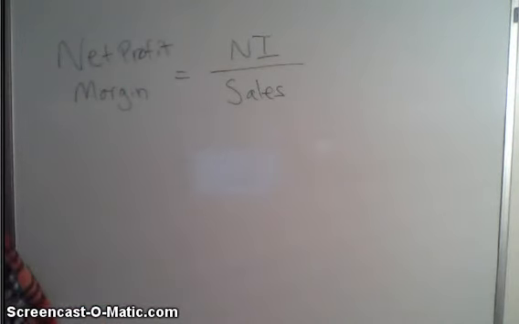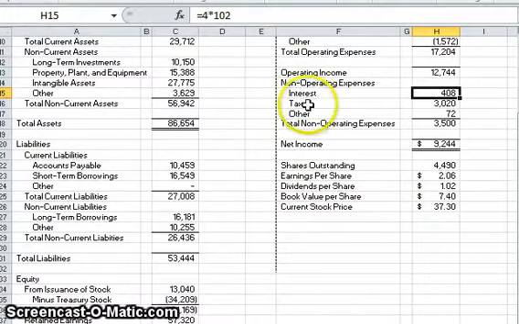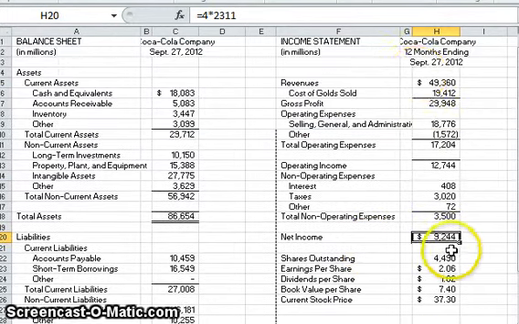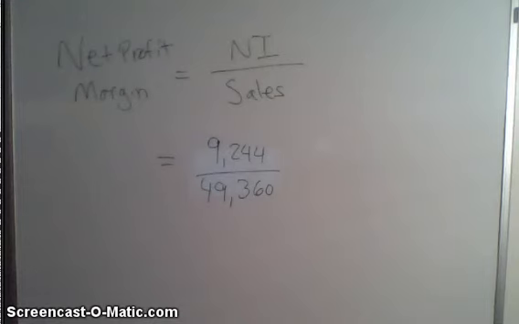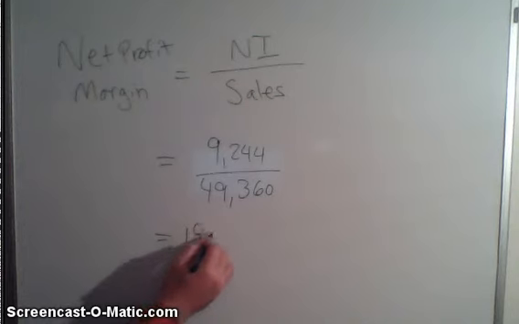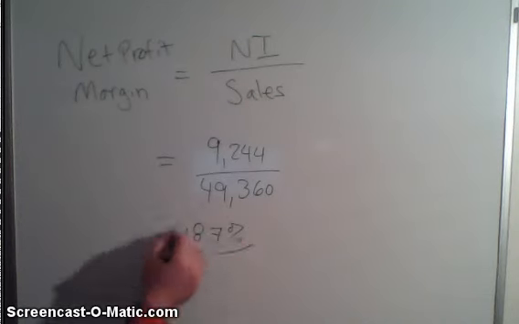We actually saw what Coke had earlier, but let's do it again here. Coke's net income is $9,244. Their sales, $49,000. Which, if we write that out and then solve for it, is 18.7%. Which means they're keeping about 19 cents on the dollar.